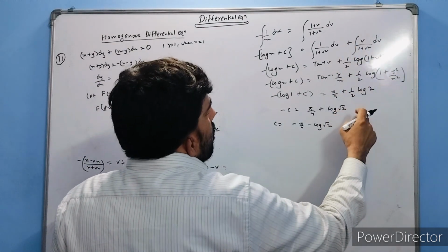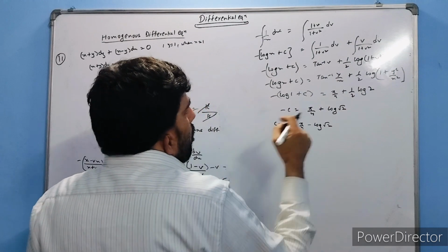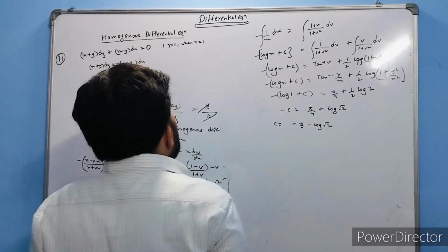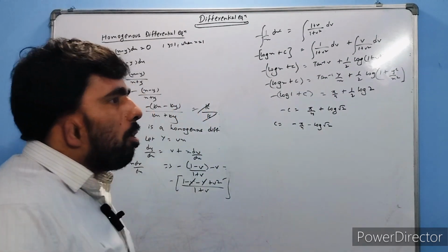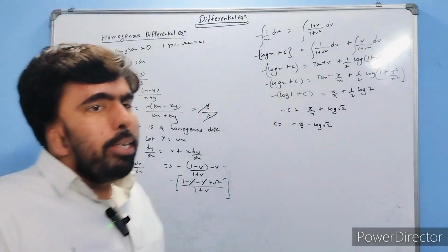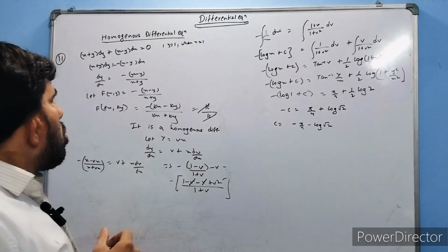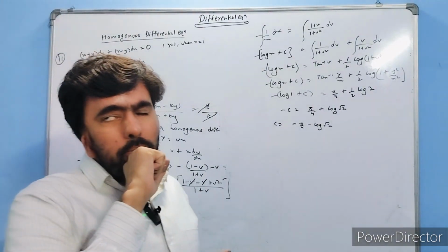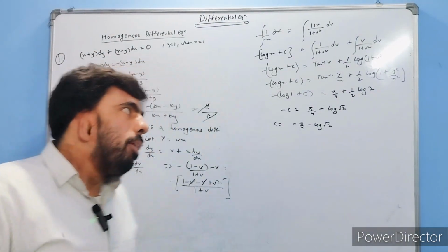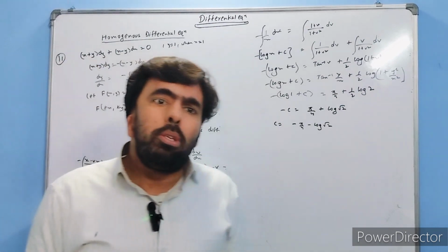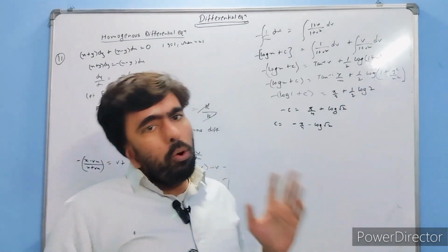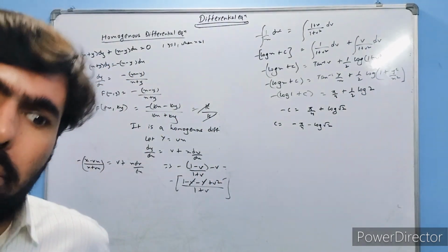So that is how we were able to solve this numerical. That is, we were able to find the differential. We are able to find the homogeneous. We are able to find the general solution of a given homogeneous differential equation.